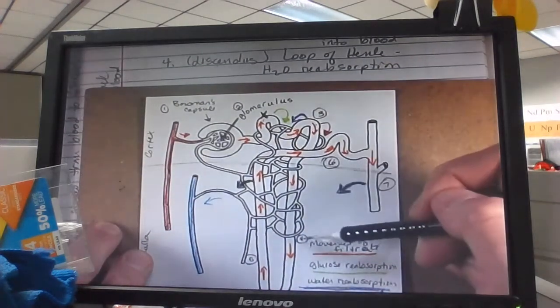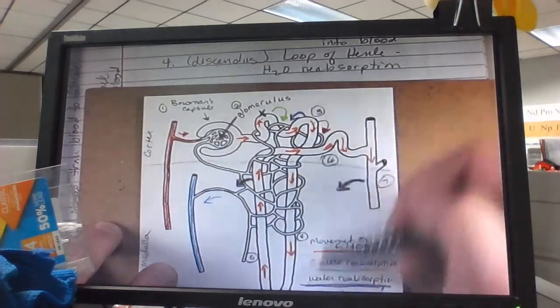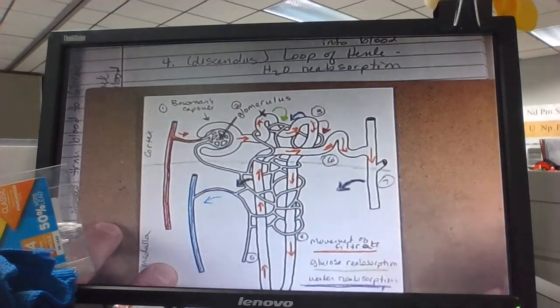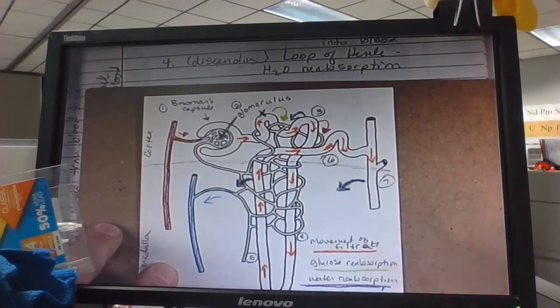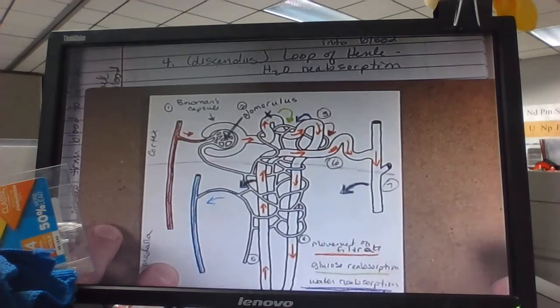Number 4 is right here, descending loop of Henle. This is the loop of Henle. We have a descending loop of Henle. We have water reabsorption that's going to occur. So water through here is going to move back into these little capillaries.